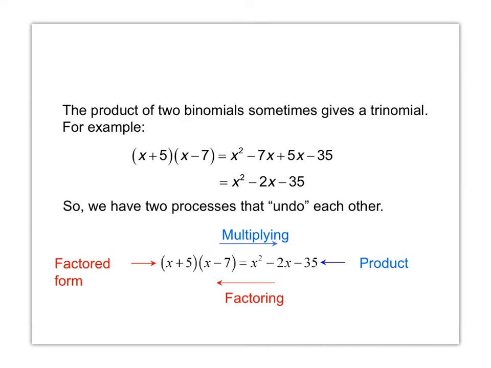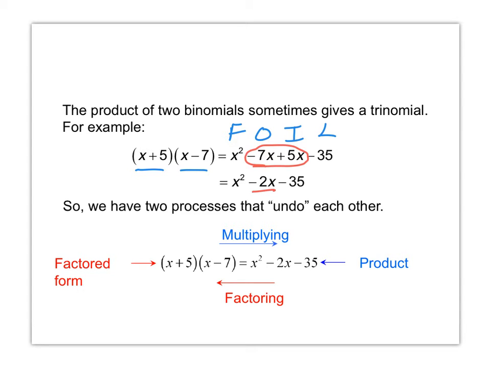The product of 2 binomials sometimes gives us a trinomial. Again, recall that we use the FOIL process, the first, the outer, the inner, and the last, when we're multiplying a binomial times a binomial. Oftentimes when we use the FOIL process, the outer and the inner terms will combine to give you the middle term, because they're like terms. So we have 2 processes that will undo each other.